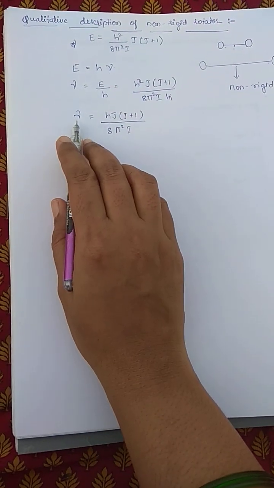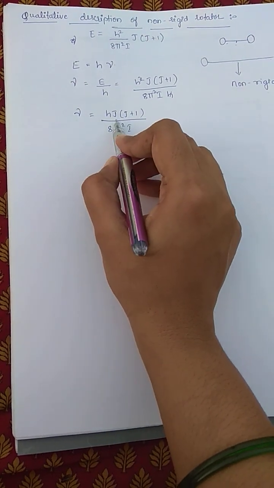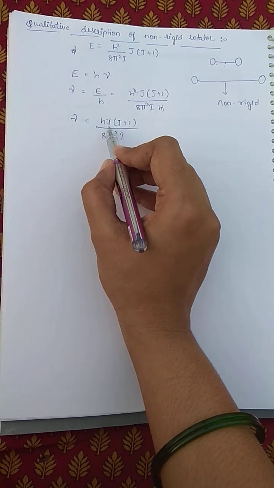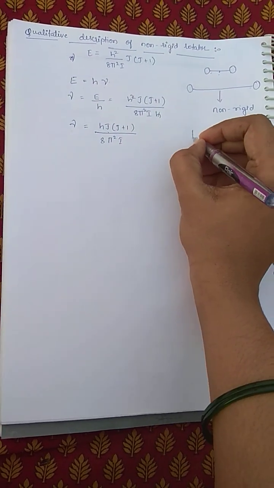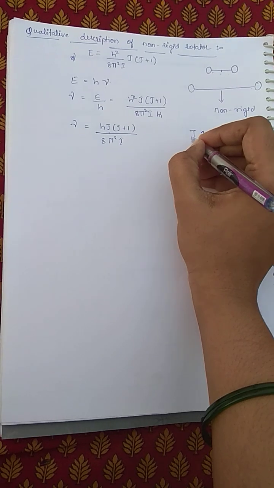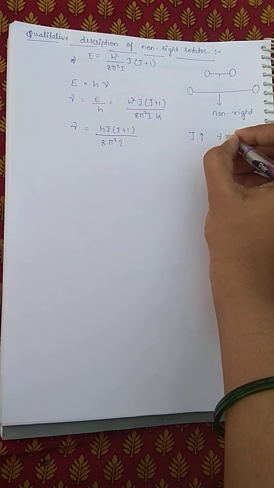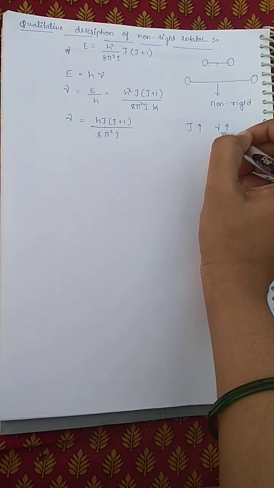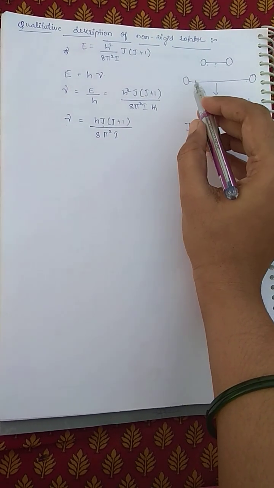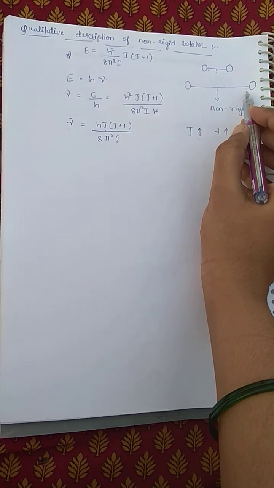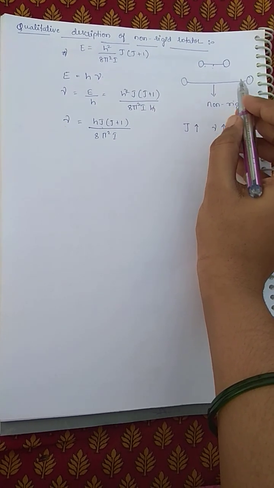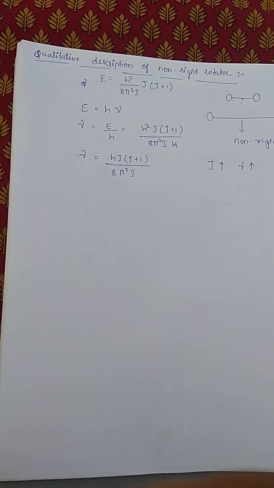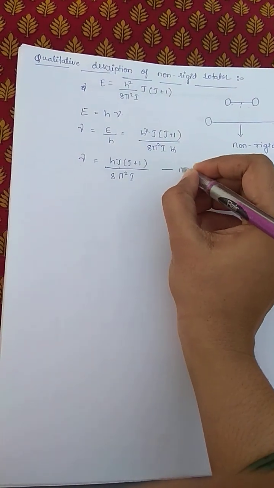The value of J is nothing but the rotational quantum number. As the value of J increases, the frequency also increases. And as the frequency of rotation increases, this bond behaves like a non-rigid instead of a rigid. Call it equation number 1.